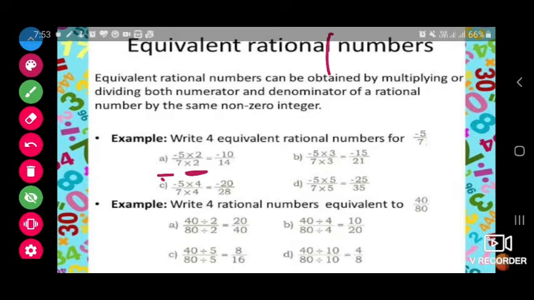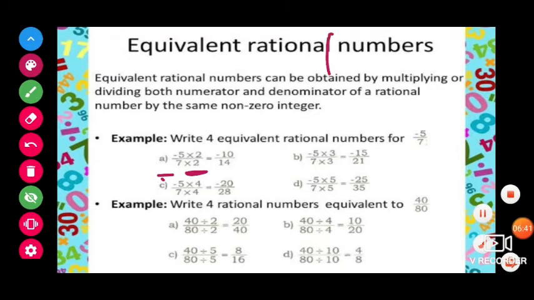Now here, both numerator and denominator I am multiplying by 2. So the result we got here, minus 10 by 14, is called an equivalent rational number to minus 5 by 7. In the same way, we can also divide and get an equivalent rational number.